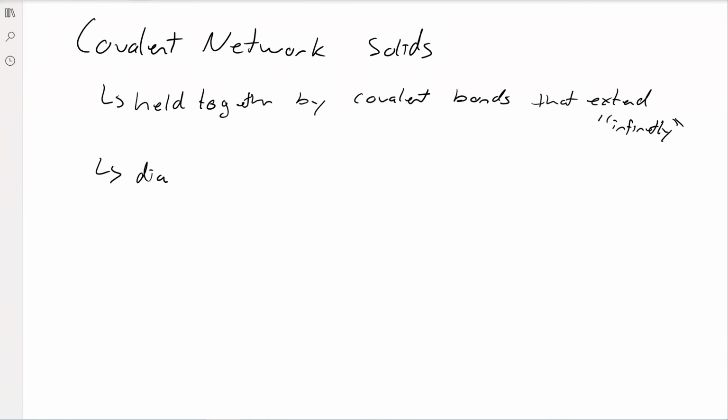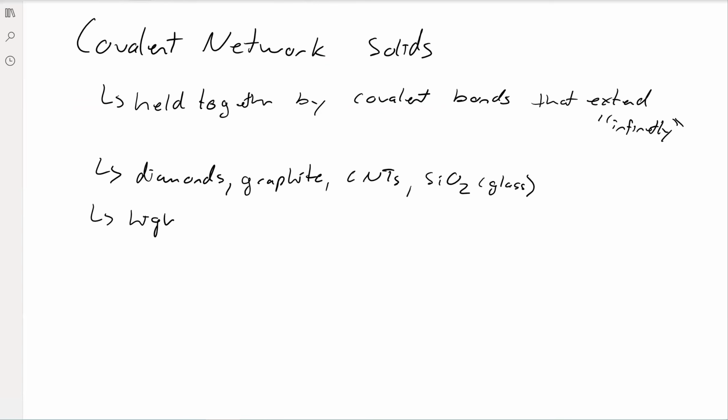Some examples of these include diamonds, graphite. Graphite and diamonds are both just carbon solids. Carbon nanotubes, or graphene, right? That kind of stuff. Silicon dioxide is just glass, so that's a very common one that we encounter on a daily basis. And it's a covalent network solid. These generally have high melting points because covalent bonds are generally strong. Not as strong as something like ionic bonds, but still quite strong.